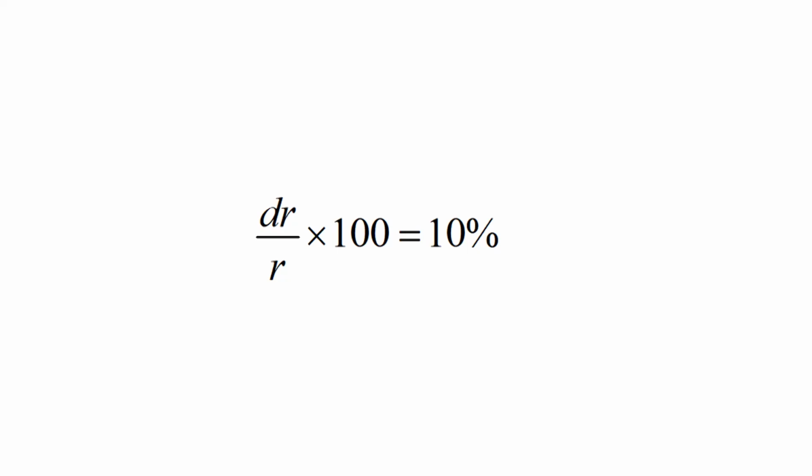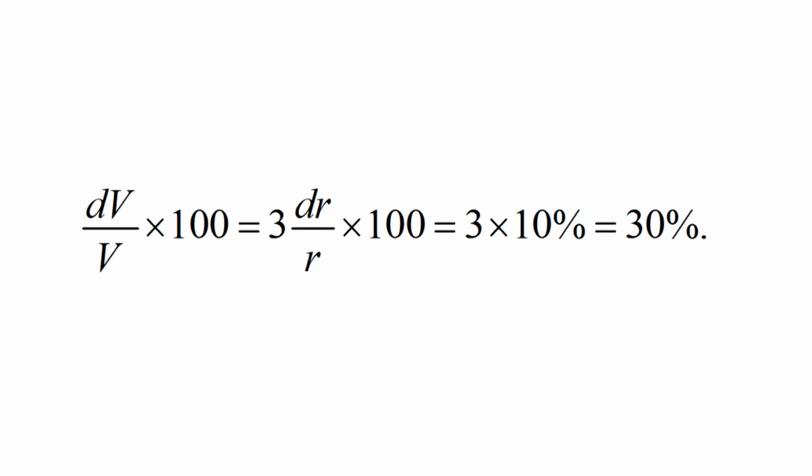So, a 10% increase in r, that is dr by r times 100, which is equal to 10%, implies dV by V times 100 is equal to 3 times dr by r times 100, which is equal to 3 times 10%, which is equal to 30%. Hence, a 10% increase in the radius of the pipe will produce a 30% increase in the flow of fluid through the pipe.